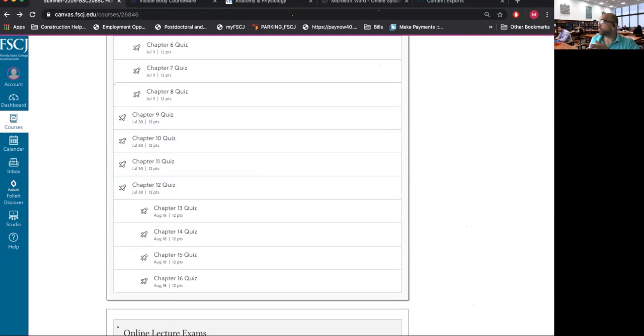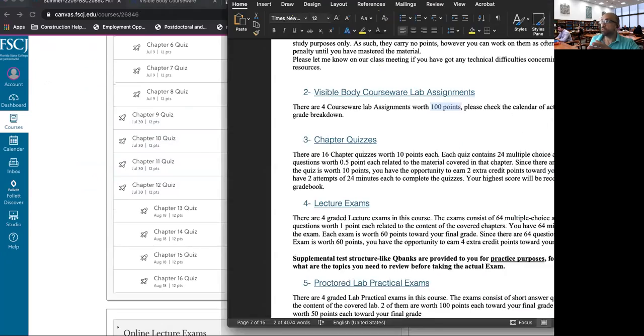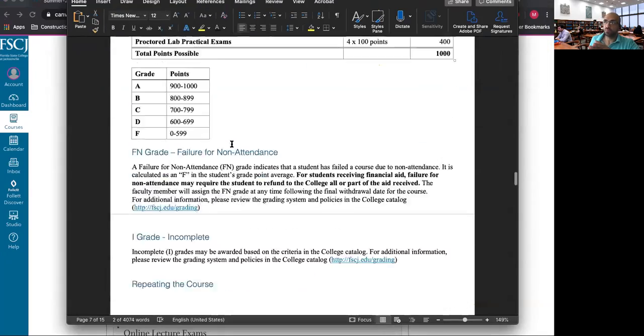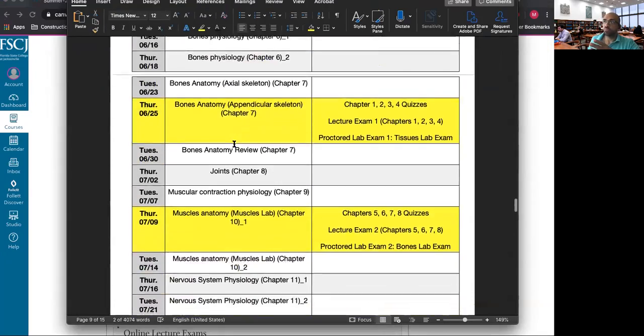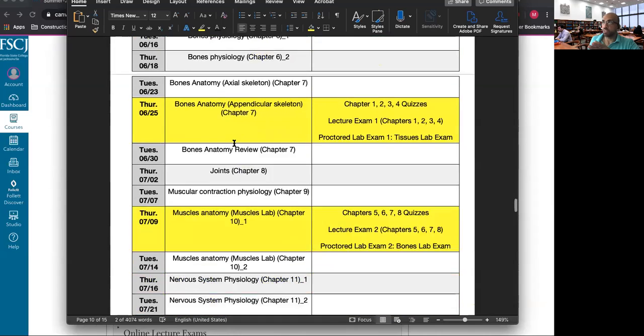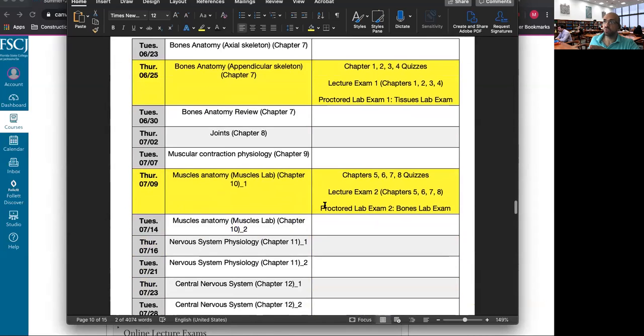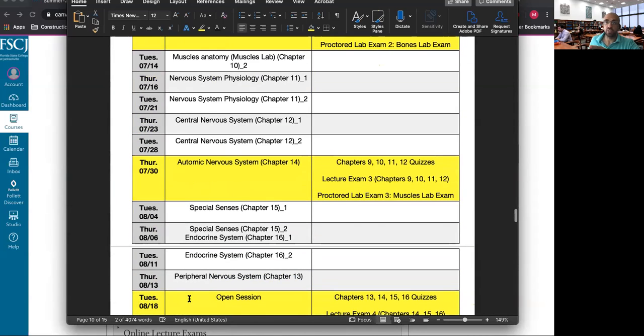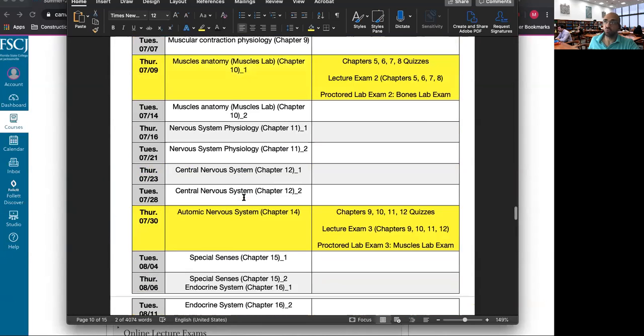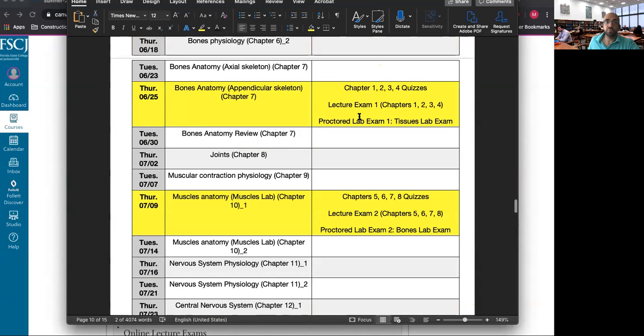So if I go back to the syllabus again, if you remember, we have 4 due dates for all the chapter quizzes, lecture exams, and lab exams. Mark them on your calendars, mark them on your phones. Remember those 4 due dates. Those are just 4 due dates that you have for everything.